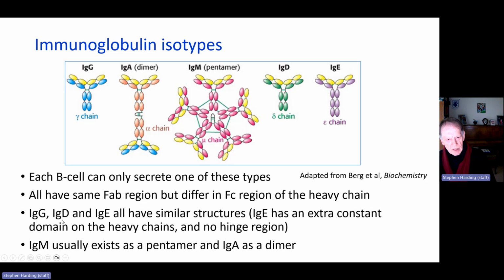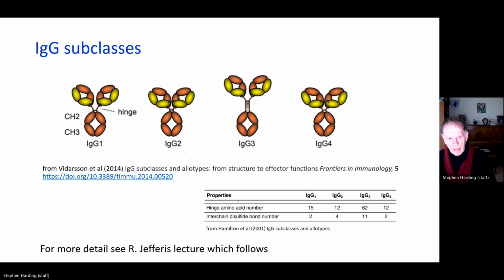And IgG, IgD, and IgE all have similar overall structures, although, as I said, IgE has an extra constant domain on the heavy chains and no hinge region. And IgM usually exists as a pentamer and IgA as a dimer. And these are the IgG subclasses. This is from Vidarsson, and the Vidarsson references really are excellent, so this is certainly worth looking at.